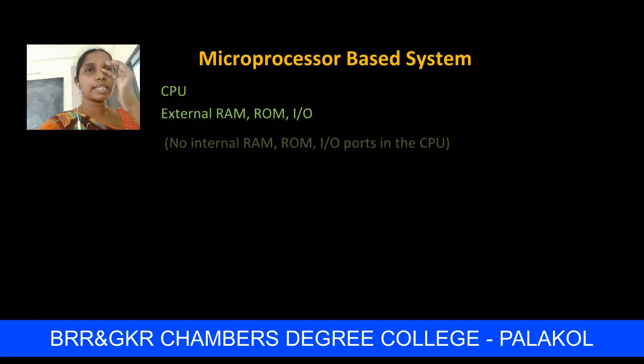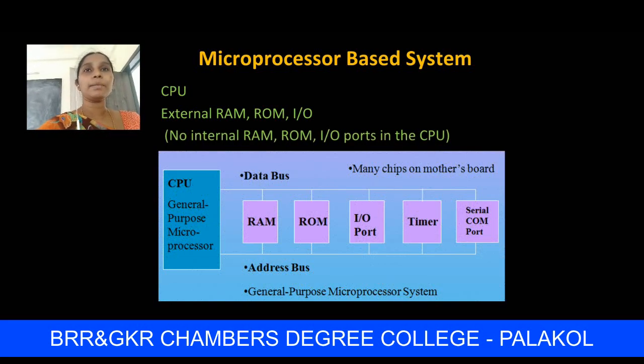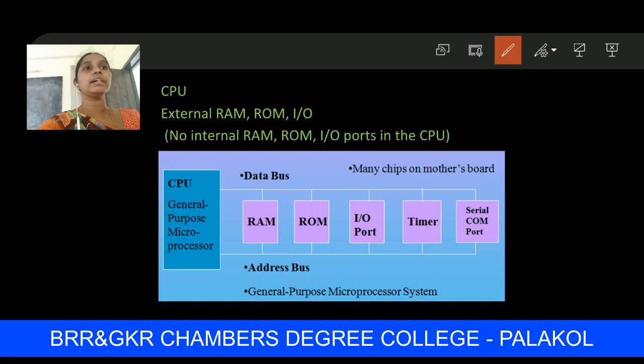Okay, and next, here this is a general purpose microprocessor system. This is the microprocessor IC. Here we connect the RAM, ROM, IO ports, timer, and serial ports by using the data bus and address bus. Okay, so this is about the microprocessor.